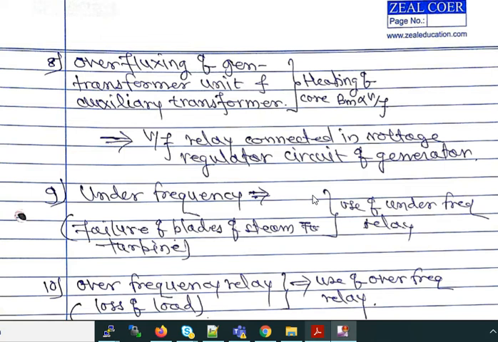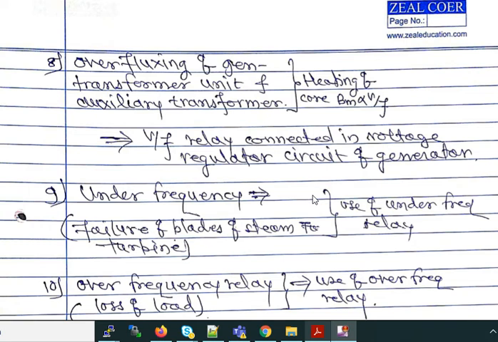We know that Bm, that is flux, is proportional to V by F, which results in higher eddy current and hysteresis losses that heat the core, and therefore a V by F relay should be connected in the voltage regulator circuit of the generator.